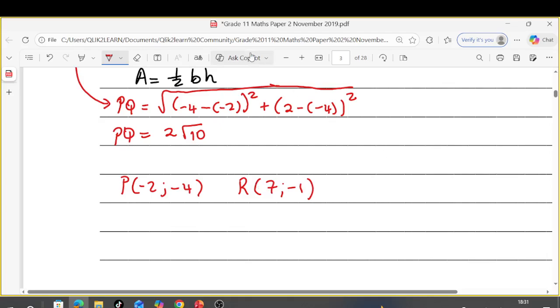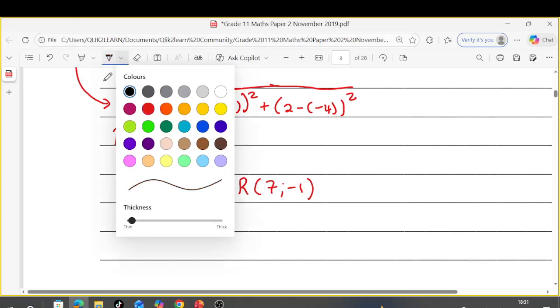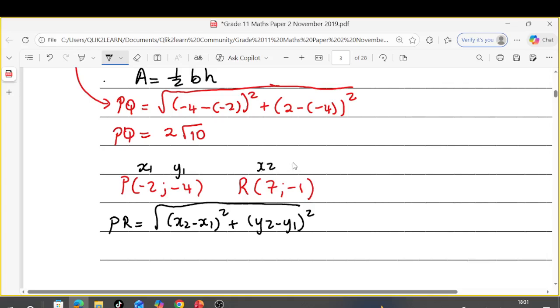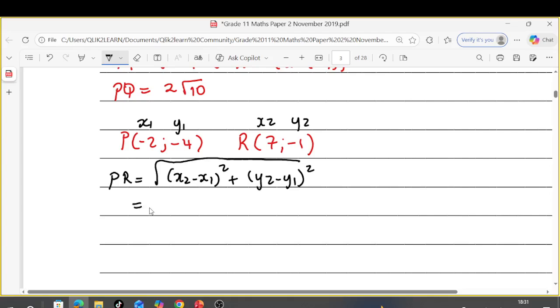We need to use the very same formula. When we use this formula, what are we going to do? We're going to say the length of PR will be the root of x2 minus x1, which is squared, plus y2 minus y1, which is also squared. Remember to name this as your x1, y1, and this will be your x2, y2. Trust me, if you name your points, there's no way you can make mistakes when you do the substitution. So it's very important that you write it like that, so that when you do the substitution, everything is correct.